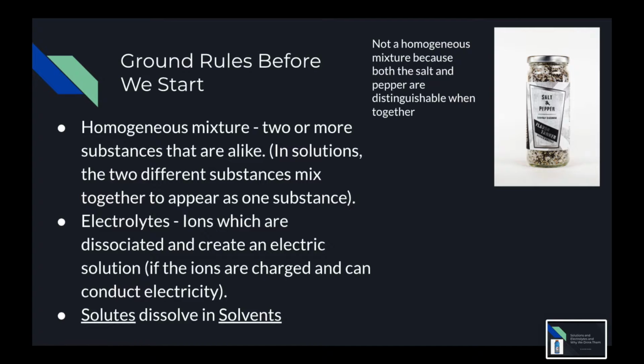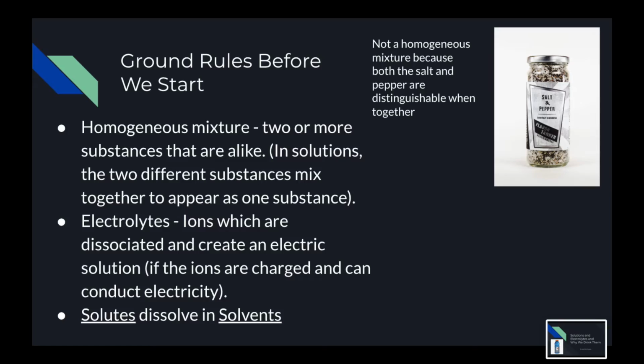The first thing we should do is set out some ground rules before we start the discussion. So the first ground rule is homogeneous mixtures. A homogeneous mixture is two or more substances that are alike. In solutions, the two different substances mixed together appear as one substance. Examples are mineral water, sports drinks, energy drinks, and I think alcohol. I could be wrong with the alcohol, but it looks similar.